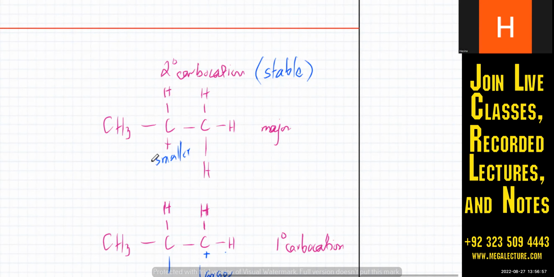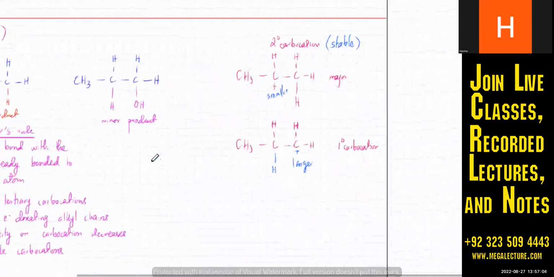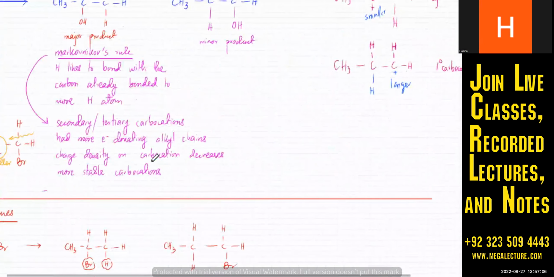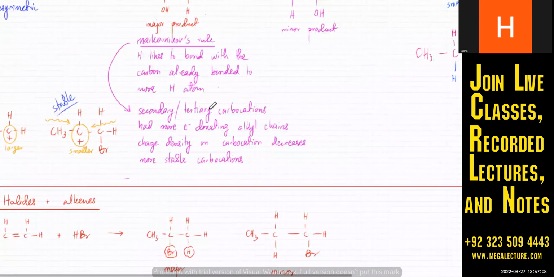So just remember, secondary or tertiary carbocations are more stable. The higher the number of carbon chains, the more electron donating alkyl groups there are. Secondary and tertiary carbocations have more electron donating alkyl chains. The charge density of the carbocation decreases, which makes for a more stable carbocation.